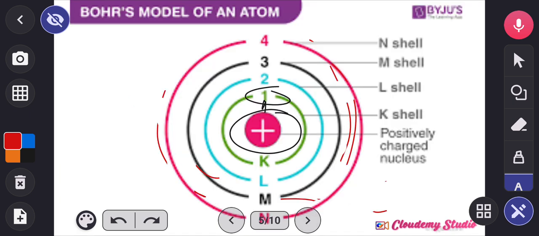Which means energy level increases from this place to this place. Are you getting me now? It increases. This is the one with the lowest energy level, and this is the one with the highest energy level in this case. Are you getting me?